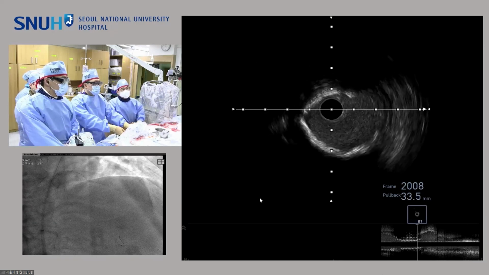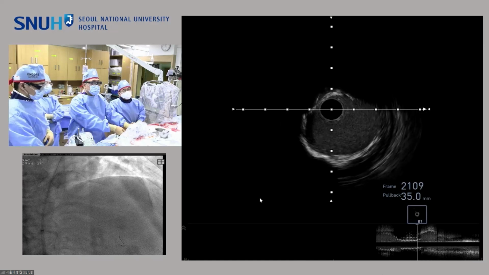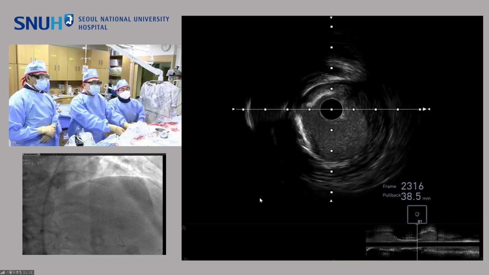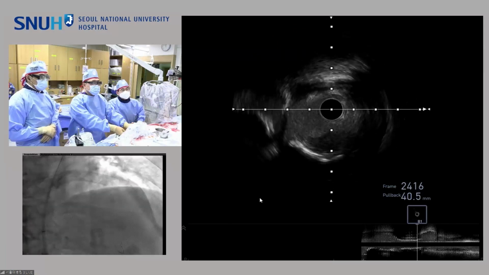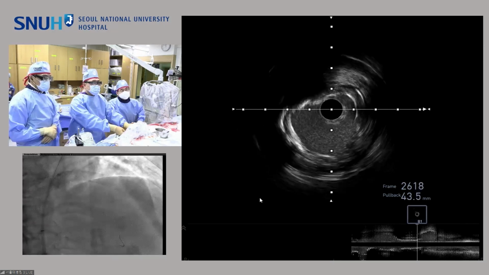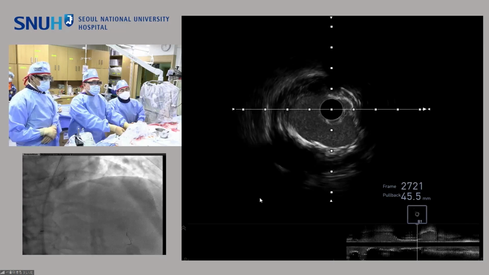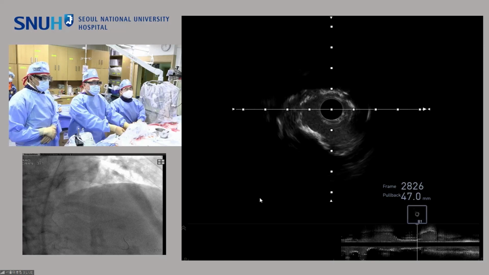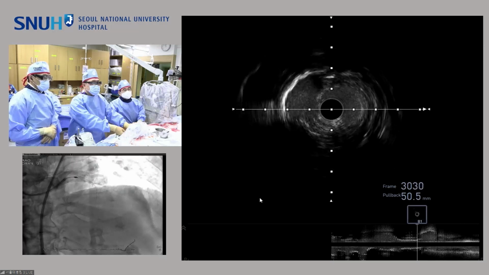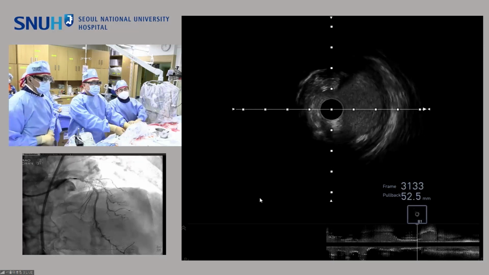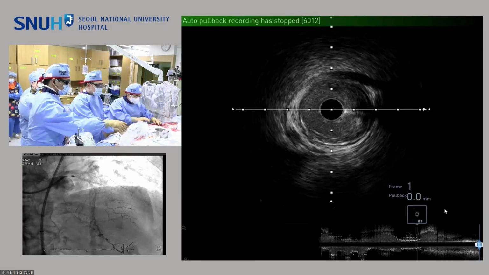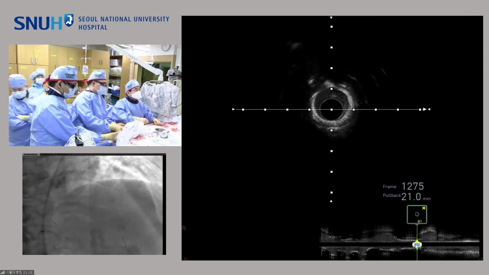Proximal LAD, 3 by 3.5. Near the LAD ostium, separate from the circumflex. Huge plaque. Vessel size is about 5. MLD is 3 by 3. Main is also calcified. There's no left main, right? It's just separate. Some kind of membrane, ulcerating plaque. Ulceration. I can see lipid-rich plaque near the ostium.